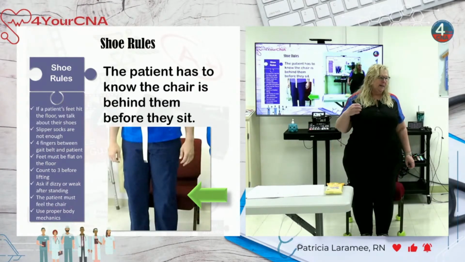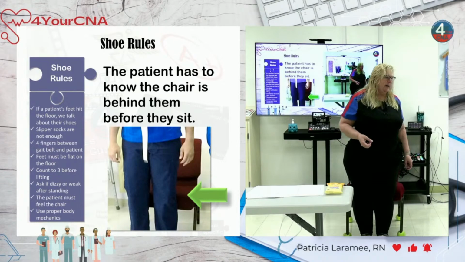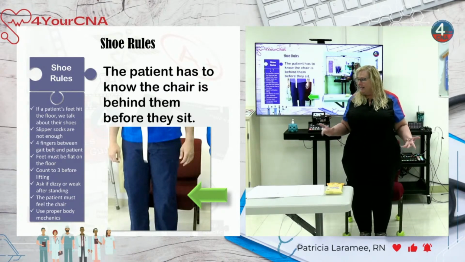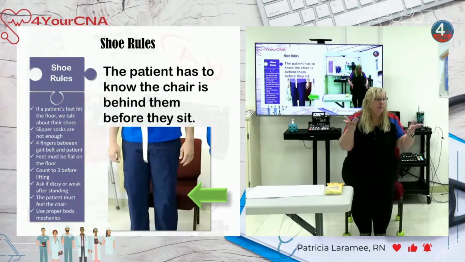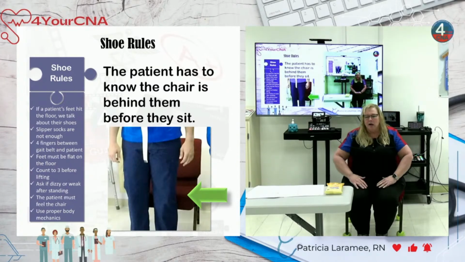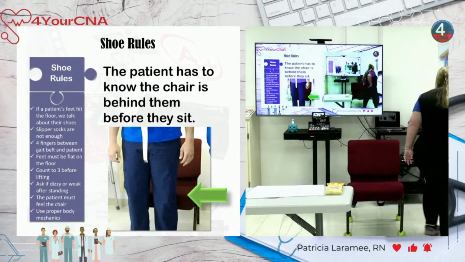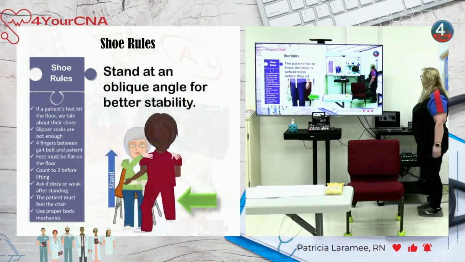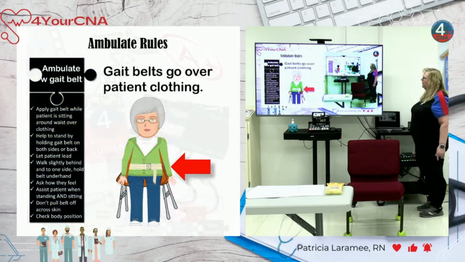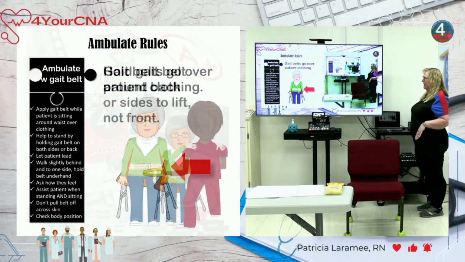So we're going to ask them, can you tell me when you feel the chair behind you? Or can you feel the chair? And then once they say yes, then we can help them sit. Good? All right, let's talk about energy. Well, let's get through this and then we'll get to energy conservation. All right, so we're going to stand at an oblique angle when we stand them up. That's what I showed you. And we're going to put the gait belt on over the patient's clothing at their natural waist.